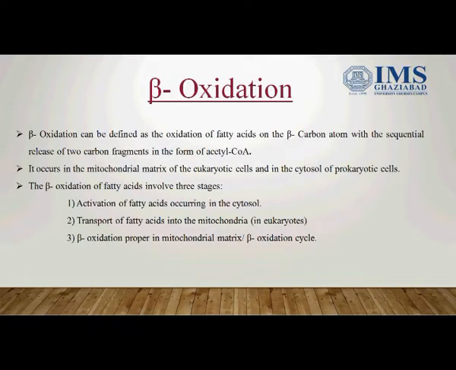What is actually beta oxidation? Beta oxidation can be defined as the oxidation of fatty acid on the beta carbon atom with the sequential release of two carbon fragments in the form of acetyl-CoA. That is, in one cycle, two carbon fragments are removed in the form of acetyl-CoA. It occurs in the mitochondrial matrix of eukaryotic cells, whereas in prokaryotes, it occurs in the cytosol itself.